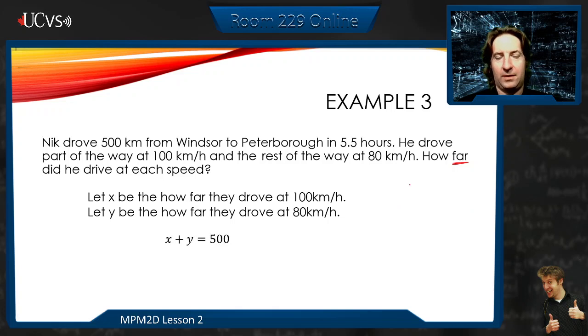Now, the first equation is quite straightforward. All right, we know that he's traveling 500 kilometers. So x and y, if we add them together, the distance that he travels at the one speed, the distance he travels at the other speed, if I add them together, I'm going to get the total of 500.